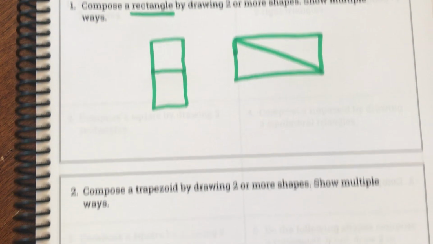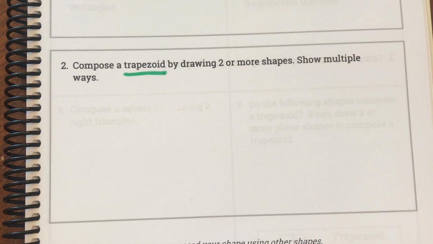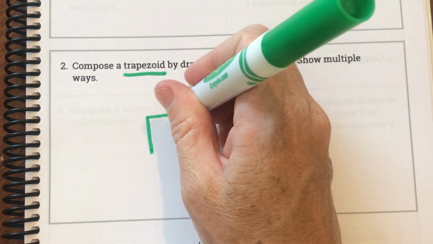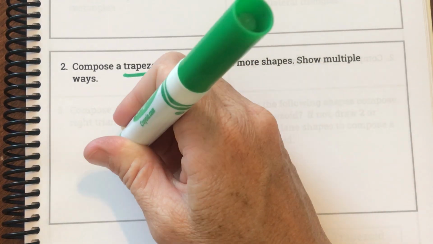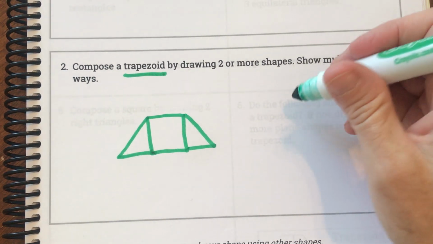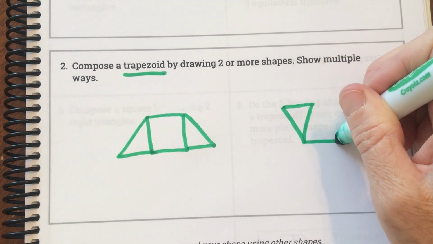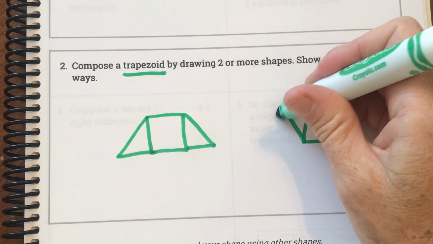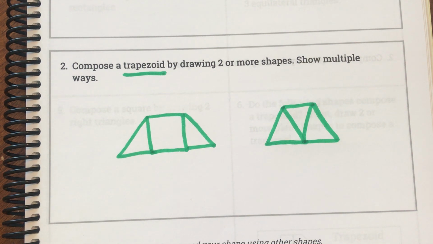All right, compose a trapezoid by drawing 2 or more shapes. And I just did this one for you. So maybe we could do a square in the middle with 2 triangles on the side. Or we could have made an upside down triangle with 2 triangles on the side. There's lots of different ways we could have done that, but we at least showed 2.